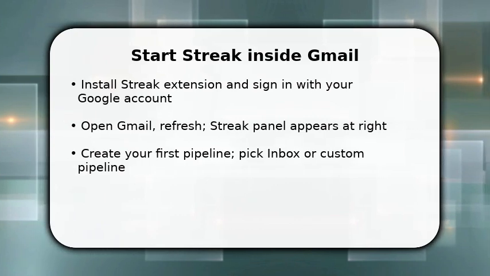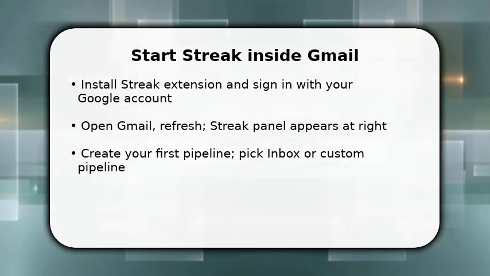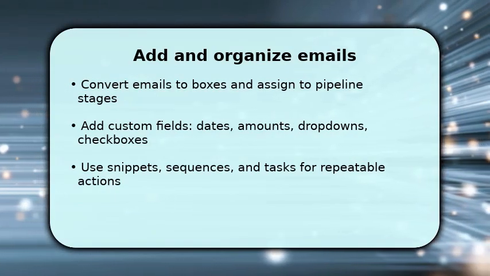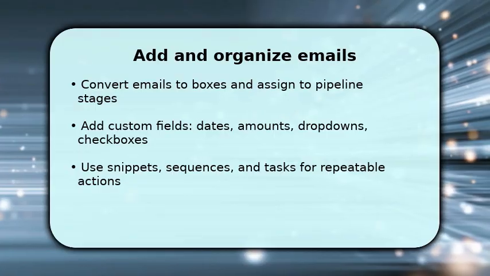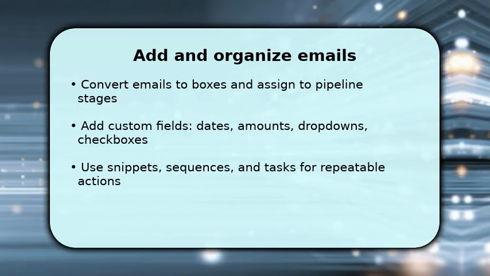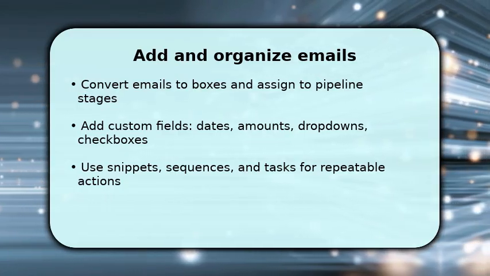You convert emails into Streak boxes by selecting messages and using the Add to Pipeline action. This creates records you can move between stages. Then add custom fields like follow-up dates, deal amounts, or drop-downs to capture structured data. This helps you sort and filter.